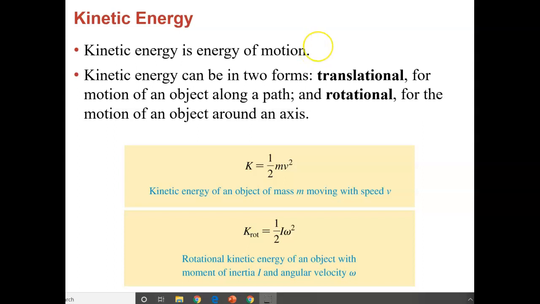Rotation, spinning kinetic energy, is what's called the moment of inertia. So that's kind of like how easy or hard it is to slow down an object once it starts to spin, times its angular velocity squared.